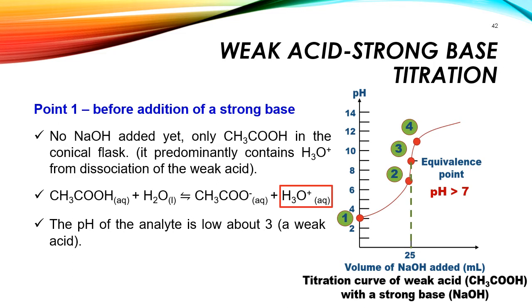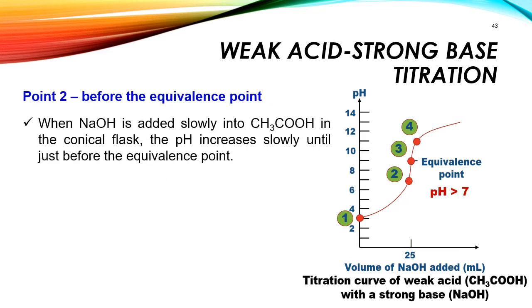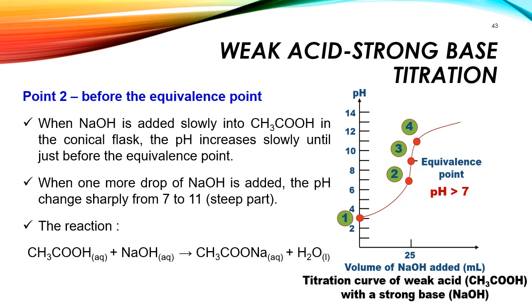Point 2. When sodium hydroxide is added slowly into the ethanoic acid in the conical flask, the pH increases slowly until just before the equivalence point. When one more drop of sodium hydroxide is added, the pH changes sharply from 7 to 11, which we can observe at the steep part of the titration curve. The reaction occurs between the ethanoic acid and the sodium hydroxide, forming sodium ethanoate salt and water.